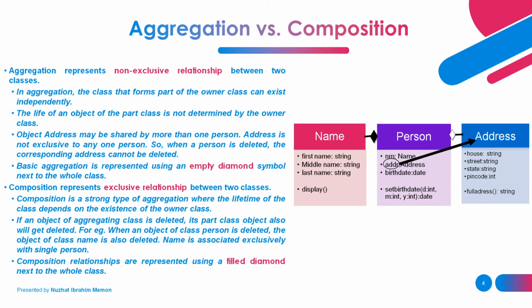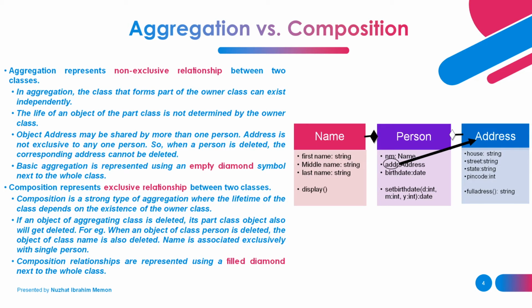Consider one more example of a team and a player. Every team has multiple players, but a player can exist without any team. Here team and player is an aggregated relationship. Aggregation represents a non-exclusive relationship between two classes. In aggregation, the class that forms part of the owner class can exist independently. Here we have seen the example of a player that can exist without any team, as well as the example of address. That address class can exist without the presence of the owner class, that is the person class.